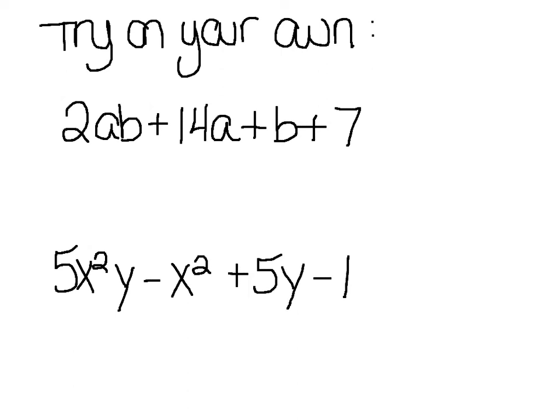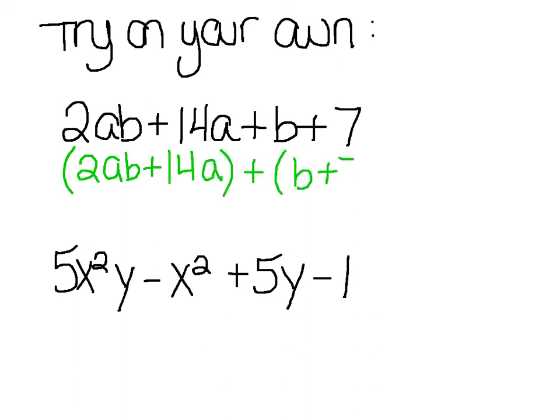All right, looking at these last two, I want you to pause the video and try these on your own. All right, hopefully you should have put the first two terms into a binomial and the second two terms into a binomial. Factor out the GCF, so we have 2a, and I'm left with b plus 7.